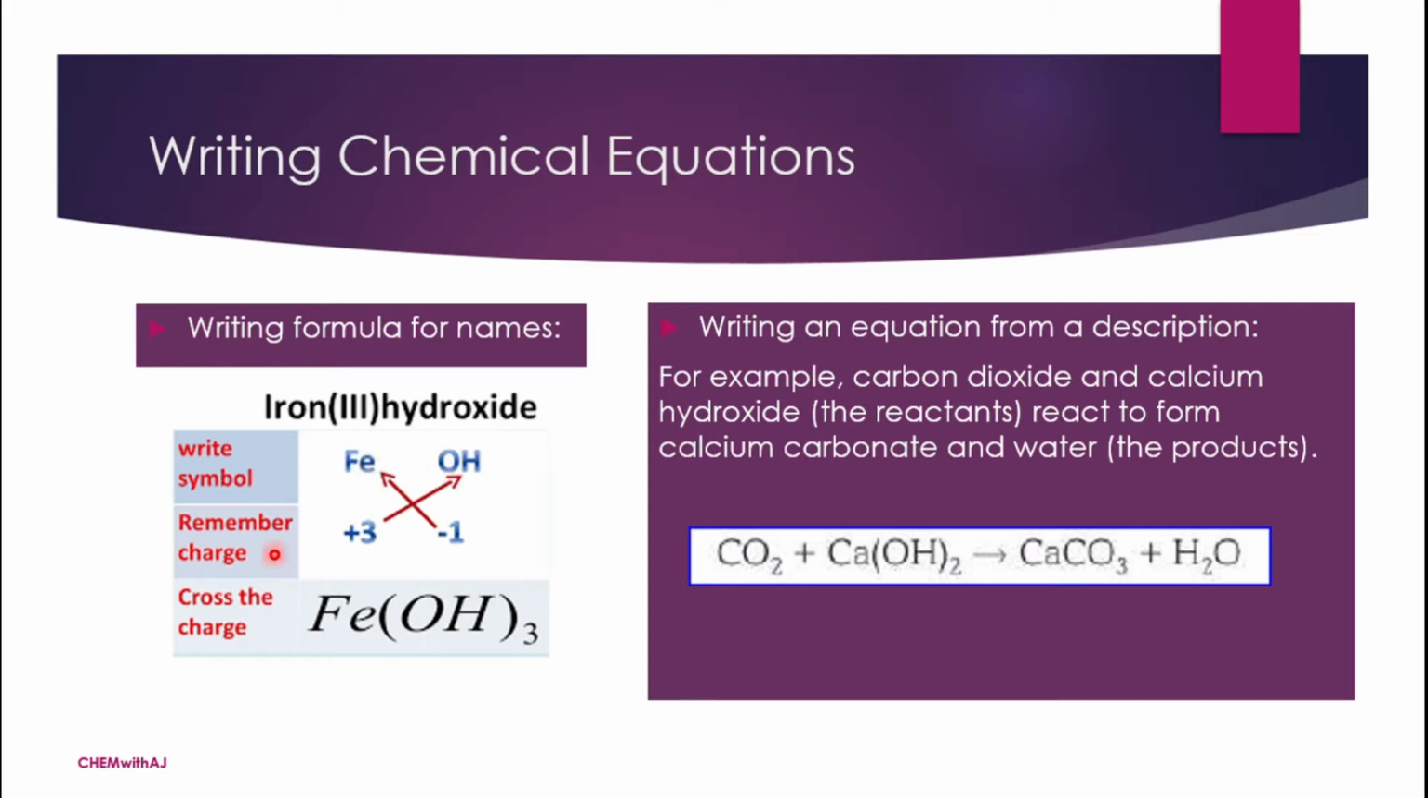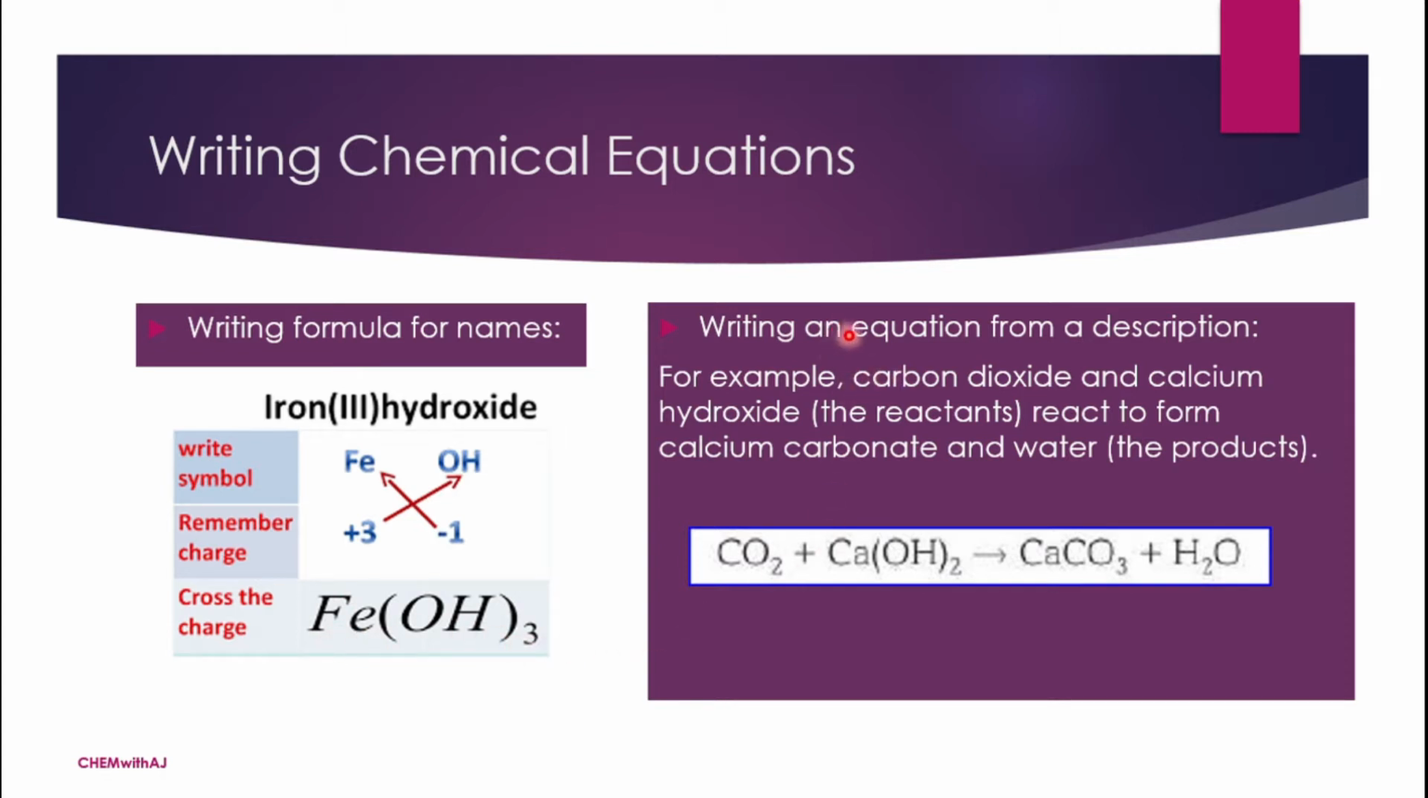Then after that we have to write down the charge. So Fe3 means its oxidation number is 3. So we write 3 plus here. Then here we have OH. So we have to remember that OH has a -1 charge. So we write that down. And then after that we cross the charges. So that means we multiply Fe by 1, we ignore the sign, so we multiply Fe by 1 and OH by 3. So that gives us a neutral compound which is Fe(OH)3.